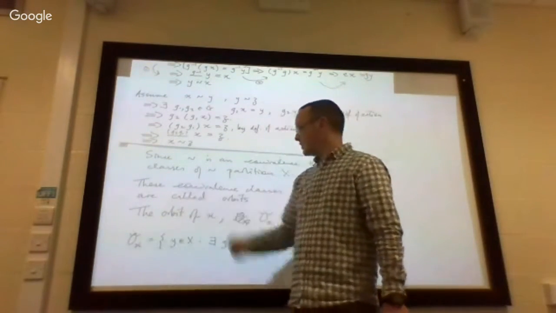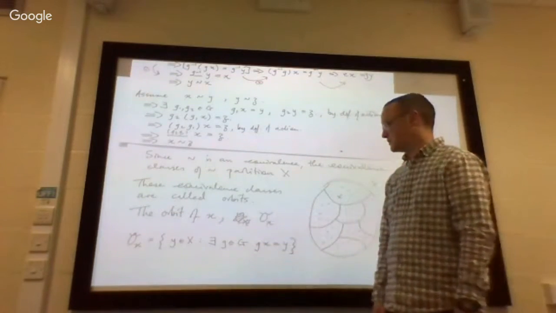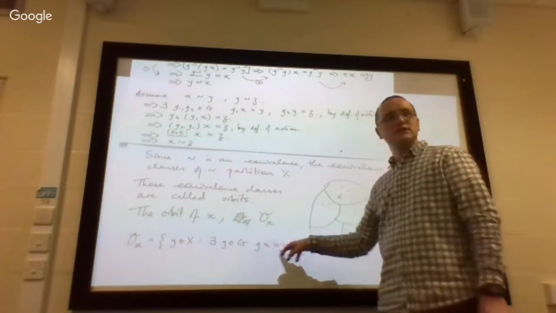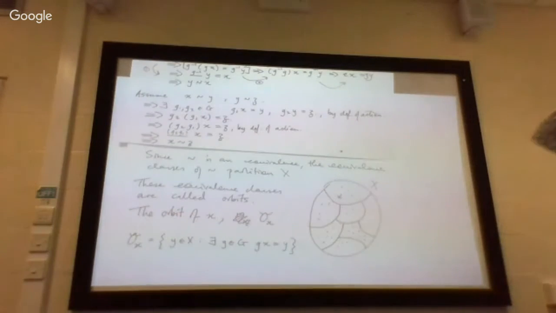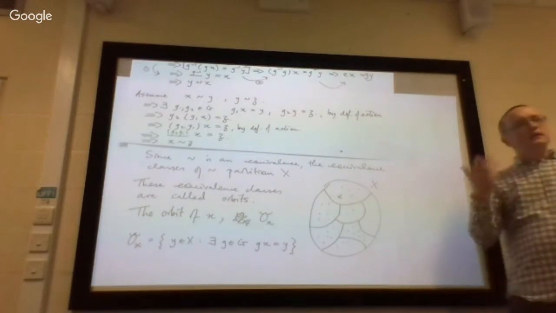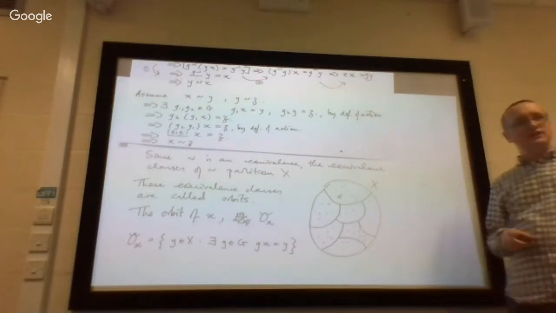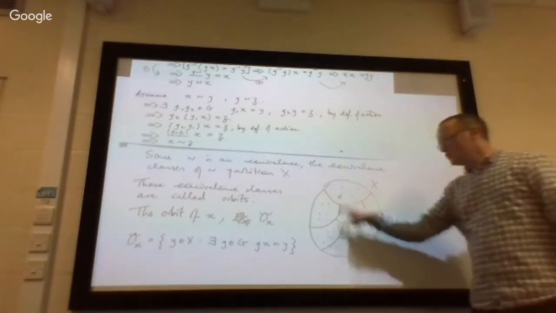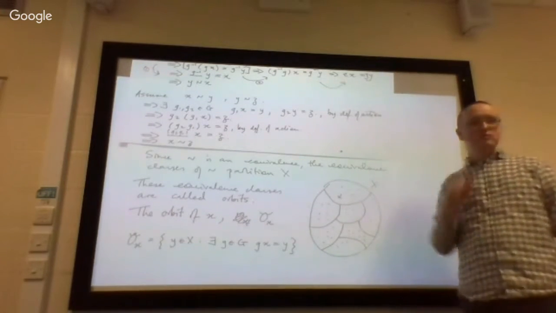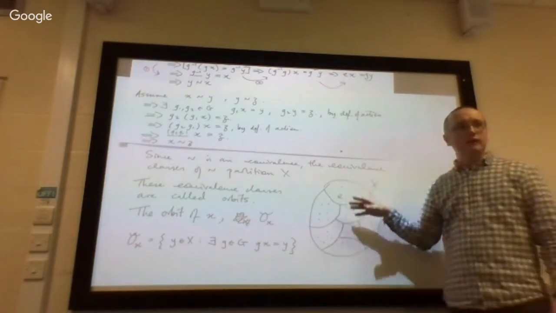An x and a y are equivalent means there exists some element of the group G such that when you hit x with G, you get y. These are the orbits of x. And this very much ties in with this dynamic way of thinking about it, that the group acts on the set X because the elements of the group move the elements of the set around.